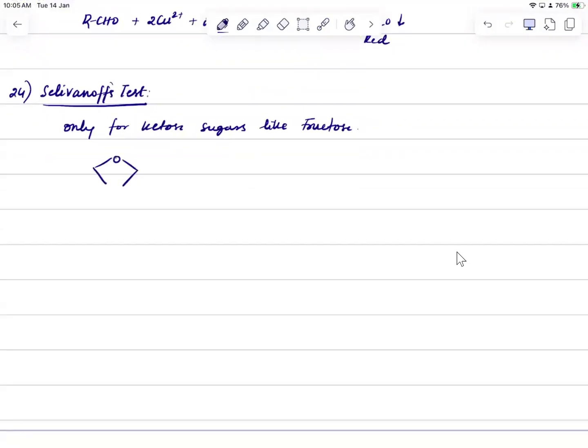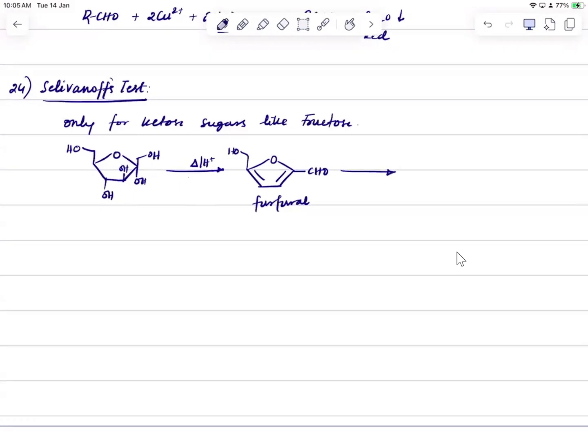So if you take the fructose structure, for example, this particular structure here, OH will be up here, OH and OH here, and this one. This is fructose structure. If you heat it in the presence of a dehydrating agent with H plus, then this will also get dehydrated and convert into a furfural form, like this CHO and this one. So what are we getting again? Furfural. So this furfural form, correct?